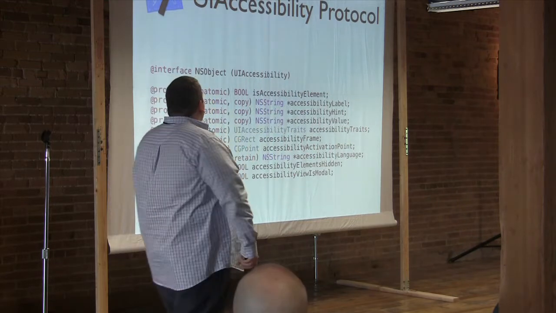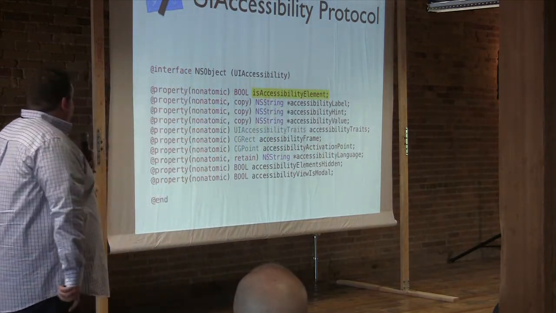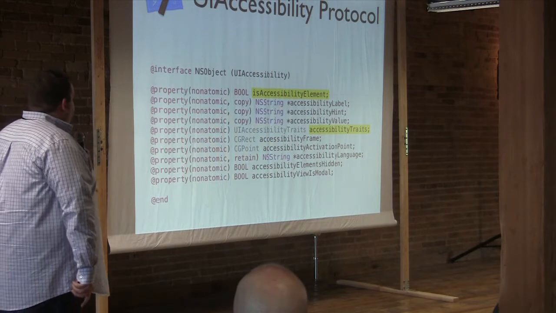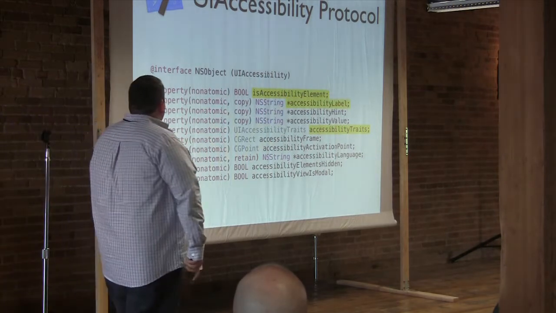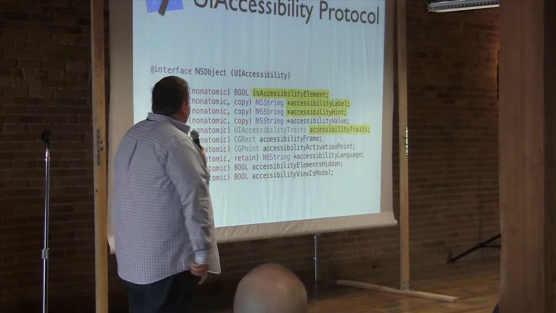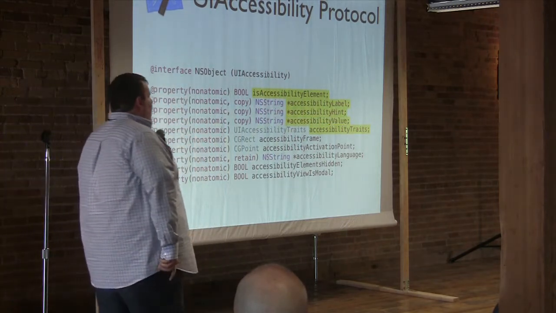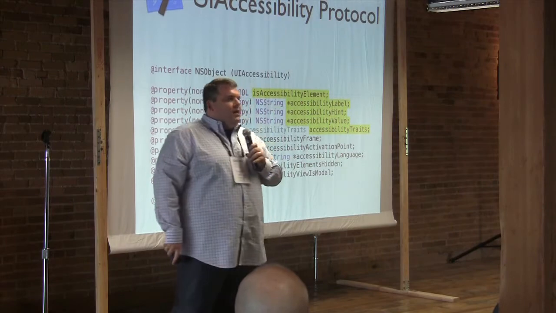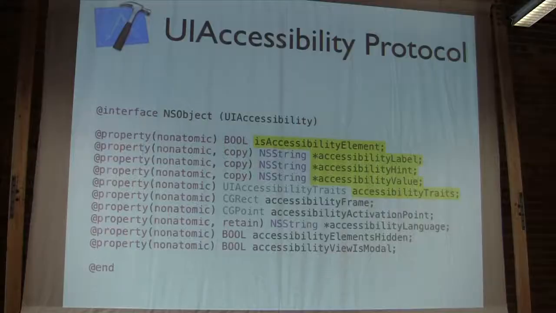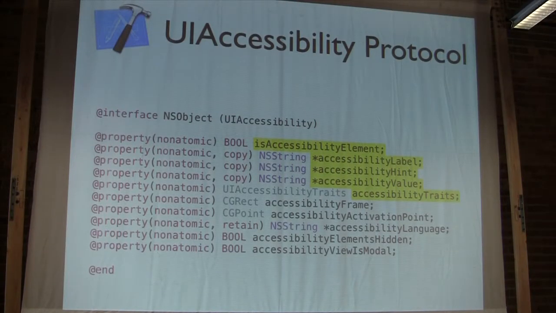The ones we're going to talk about are accessibilityElement, accessibilityTraits, accessibilityLabel, accessibilityHint, and accessibilityValue. And with those 5 properties, we're going to be able to get pretty much all the VoiceOver functionality that we need. So let's take a look at these one at a time.